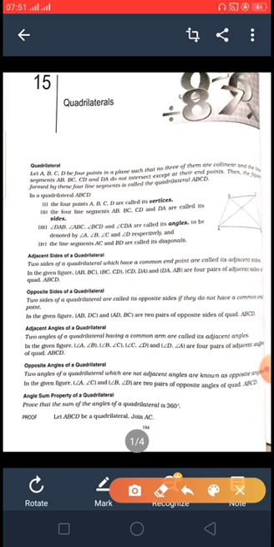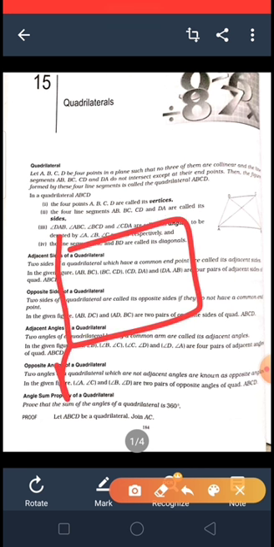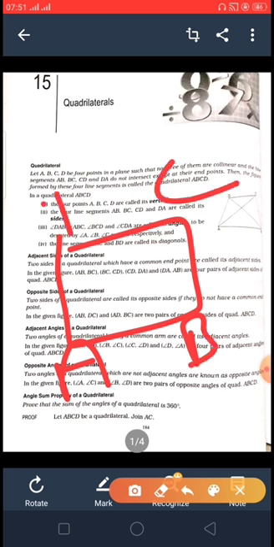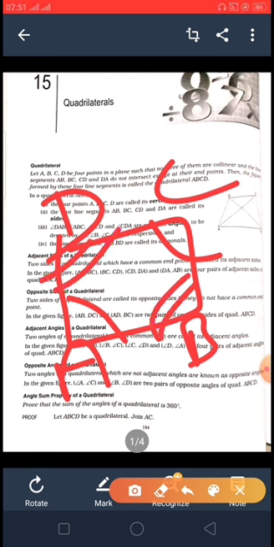Similarly, opposite angles of the quadrilateral means two angles of a quadrilateral which are not adjacent angles are known as the opposite angles. Like A, B, C and D, this angle and this angle are the opposite angles, clear. Similarly this angle and this angle are the opposite angles of the quadrilateral. Now these are the basic concepts of chapter 15, the quadrilateral, clear.